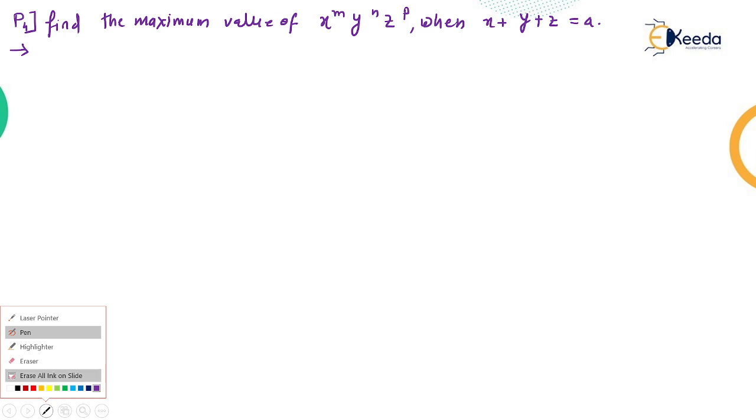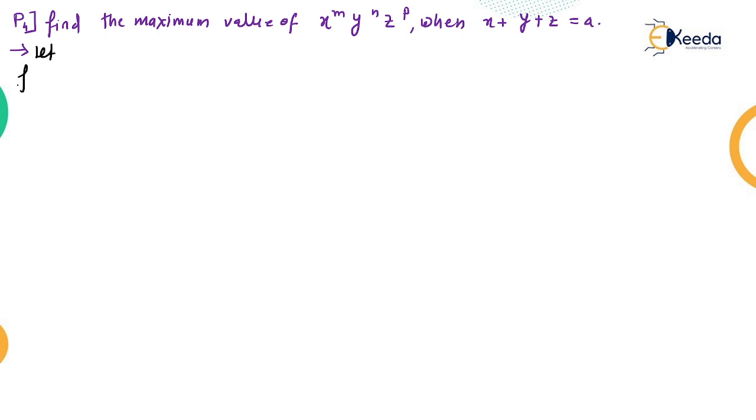So how to write the first auxiliary equation and how to write the given function. Let's see. So I am writing here f of x y z. So what is f of x y z? This is x power m, y power n, z power p. Again phi of x y z means the conditional function is given to you. This is x plus y plus z minus a, and that is equal to 0.